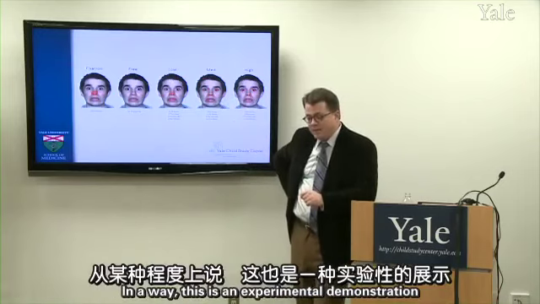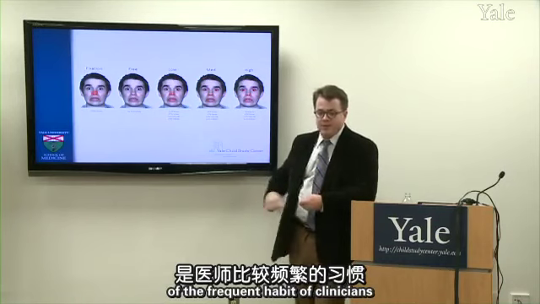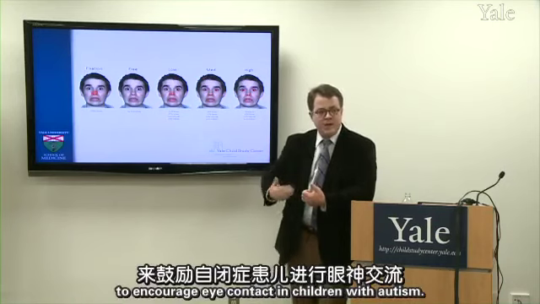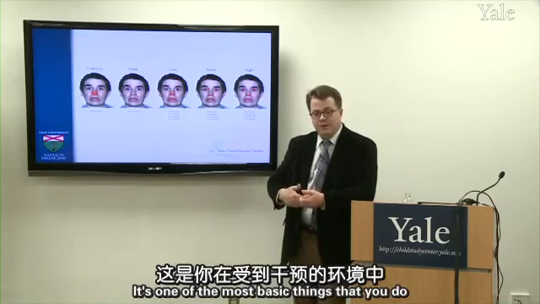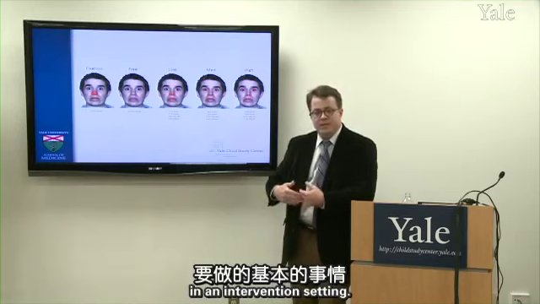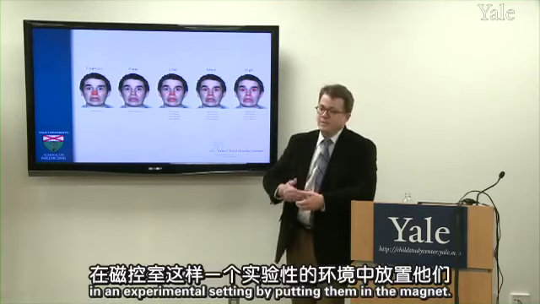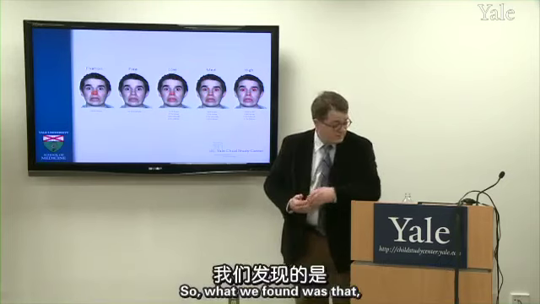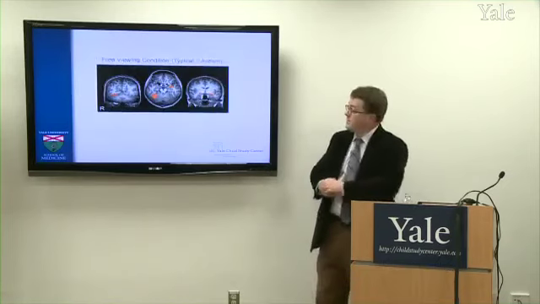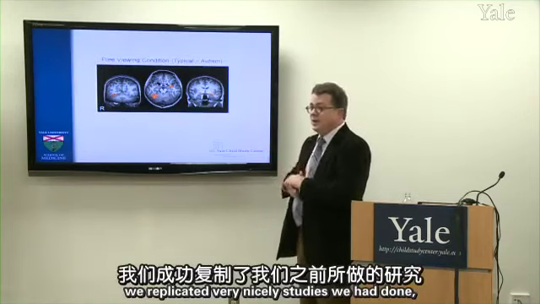In a way, this is an experimental demonstration of the frequent habit of clinicians to encourage eye contact in children with autism. It's one of the most basic things that you do in interacting with these kids in an intervention setting. And here we're trying to see how this might work in an experimental setting by putting them in the magnet. Right?